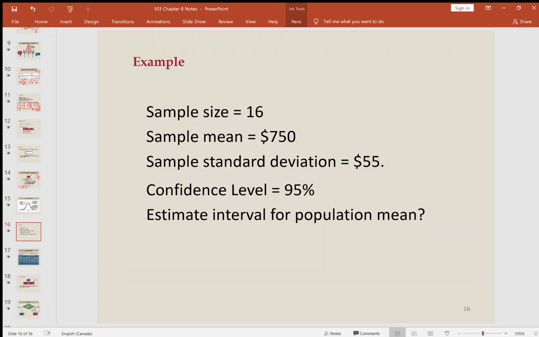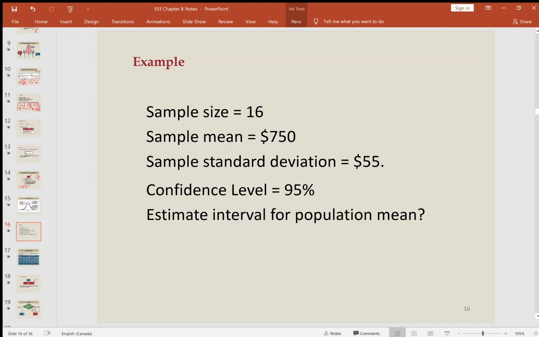Okay, so let's do this question. We have a sample size of 16. Sample mean is $750. Sample standard deviation is $55. Confidence level is 95%. Estimate the interval for population mean. So let's think about a context for this question. Say we are trying to find the average rent of studio apartments in the downtown core of a city where a university is located, and international students would like to know what kind of monthly rents they can expect.